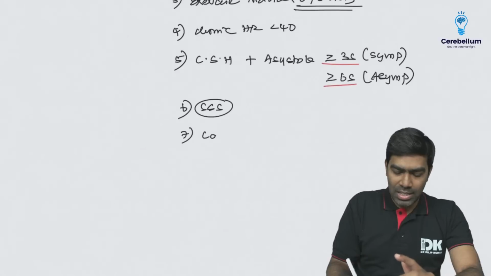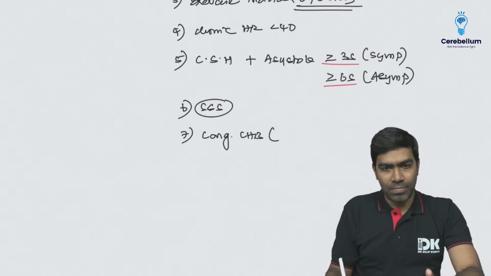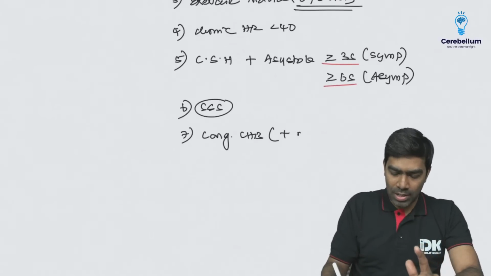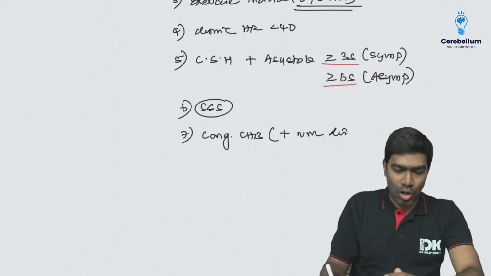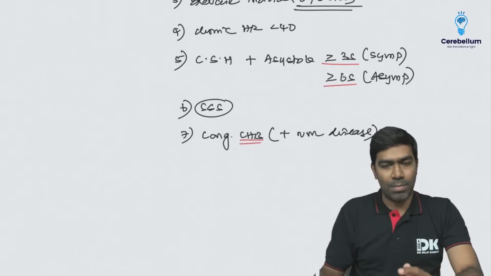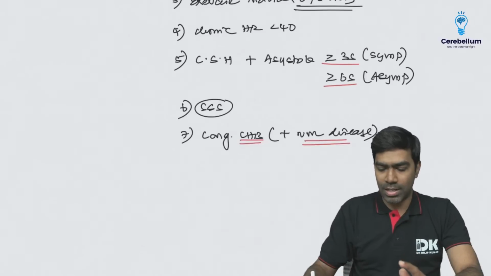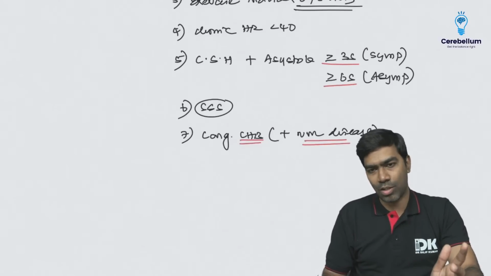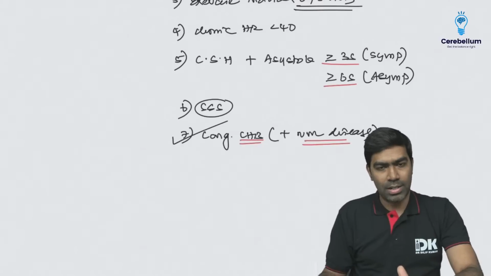And congenital complete heart block, especially if the patient has neuromuscular disease. This is already a question in one of the NEET exams, I think 2015 they asked this question. So congenital complete heart block with a neuromuscular disease like Duchenne muscular dystrophy, Kearns-Sayre syndrome. So this is a very important indication, congenital complete heart block.